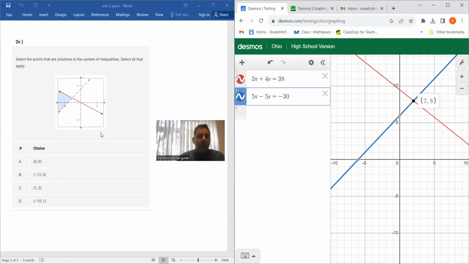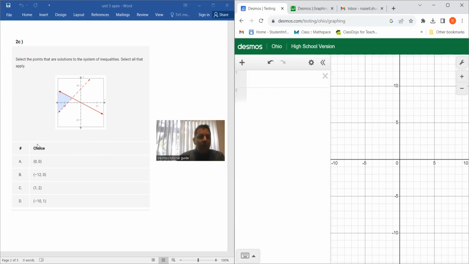Now, when you have a system like this, notice they did not give you those equations. So just real quick, remember, if you're going to find a solution to the inequality, the solutions are where it's double shaded. These points have to be in the double shaded area. So 0, 0 is right here. That wouldn't be a solution. Negative 12, 0, that is in the shaded region. 1, 2, nope. And negative 10, 1, yes, that would be in there. So when it says select all that apply, you can do that.